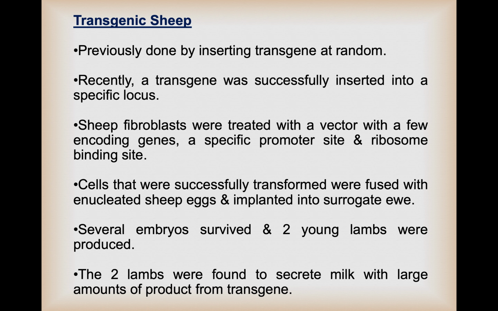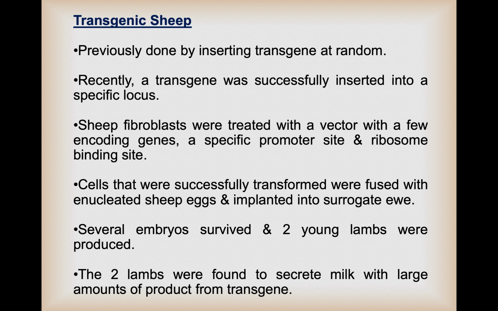So we know that Dolly is a sheep, so it has been created, and it is done by inserting the transgene at random. In a recent development, a transgene was successfully inserted into a specific locus. So this is how it is done. The sheep fibroblasts were treated with a vector with a gene of interest, a specific promoter site, and a ribosome binding site. Only the successfully transformed cells are fused with enucleated sheep eggs and implanted into the surrogate ewe.